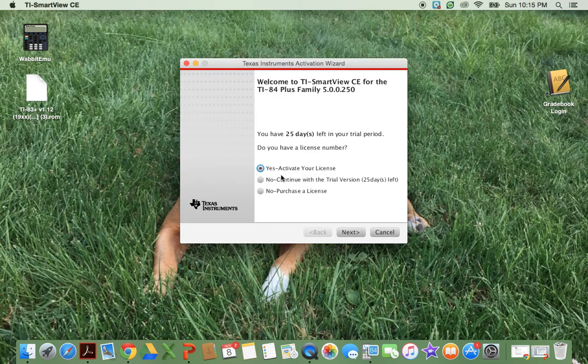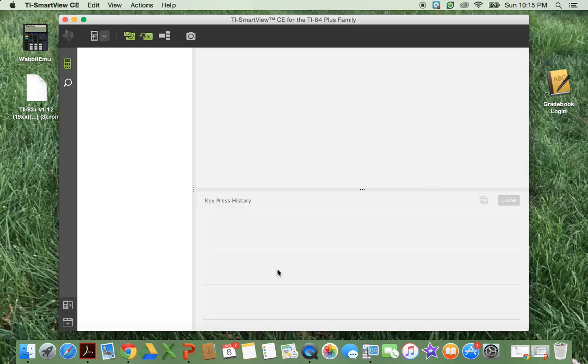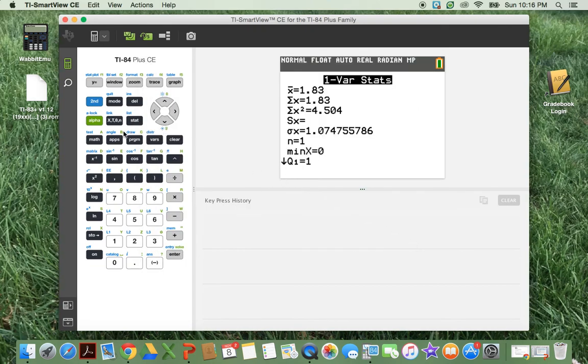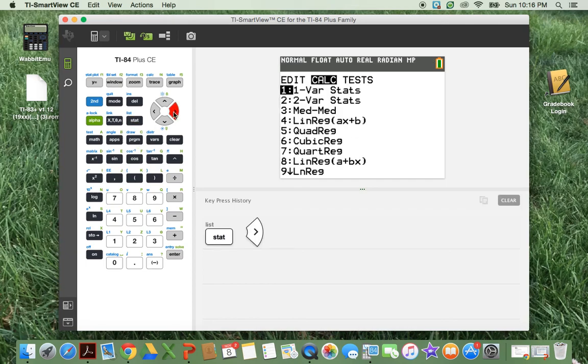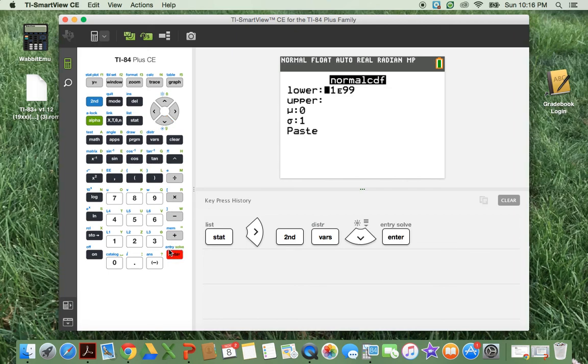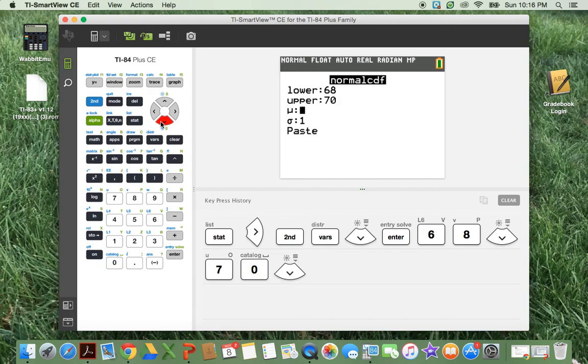No, why did I close it out? Who knows? So, last one, if I do stat, calc, no, bars, normal CDF. And I'm going to go from 68 to 70. And our mean was 64. Standard deviation 2.7.